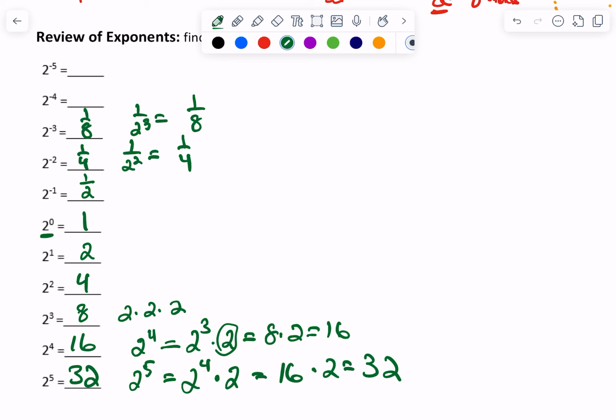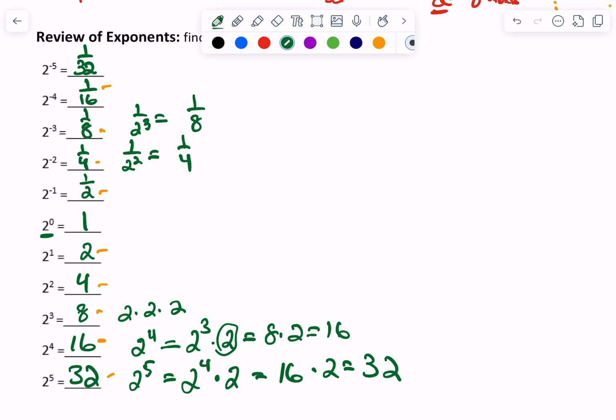We have the 2 here and a 2 here, 4 and 4, 8 and 8. So 2 to the power of 4 is 16, and 2 to the power of negative 4 is going to be 1 over 16. Same thing here: 2 to the power of 5 is 32, and 2 to the power of negative 5 is 1 over 32.